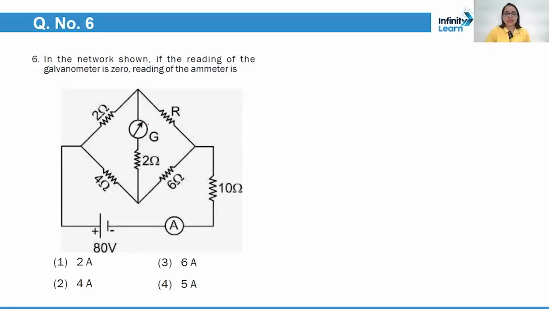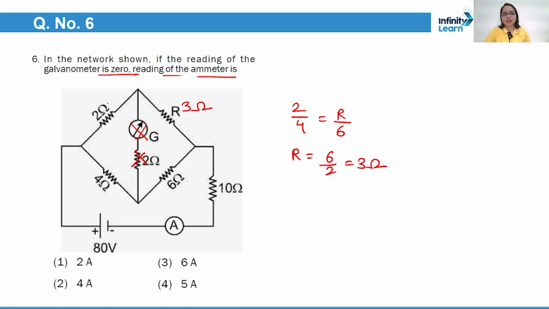Next is question number 6. In the network shown, if the reading of the galvanometer is 0, reading of the ammeter is. Galvanometer is showing no deflection. That means you can remove this branch, right? And it is balanced. So 2 upon 4 can be written as R upon 6. Over here, R will be 6 upon 2, that is 3 ohm. Now 2 and 3 ohm are in series. So this will be 5 ohm. And this 4 and 6 ohm are in series, that is 10 ohm.